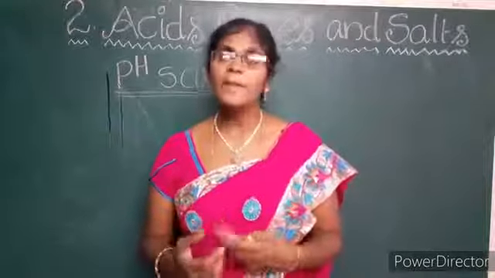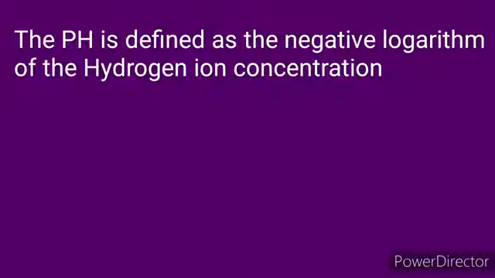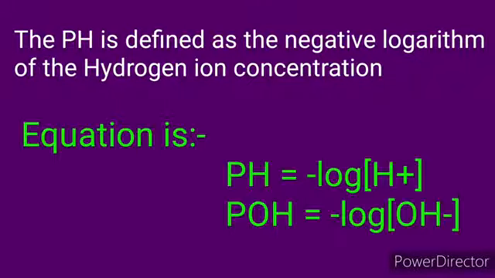Children, next, the pH is defined as the negative logarithm of the hydrogen ion concentration. The equation is pH equals minus log of H plus. Similarly, pOH equals minus log of OH minus. The purpose of the negative sign in the log definition is to give a positive pH value.